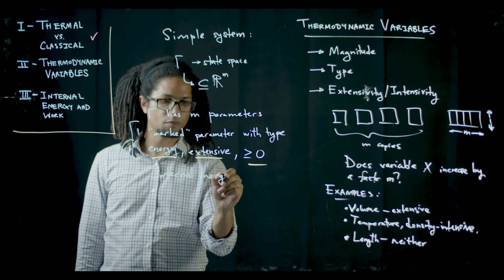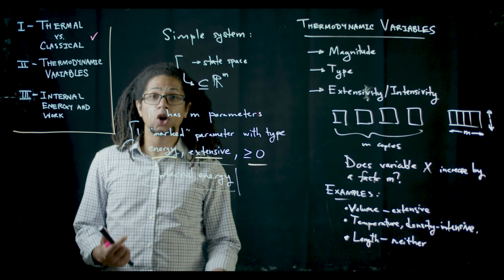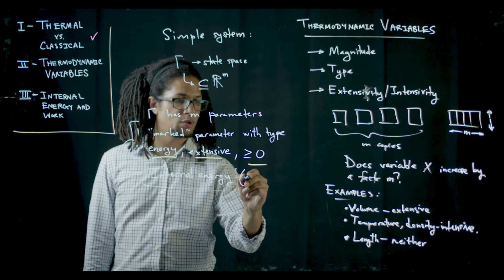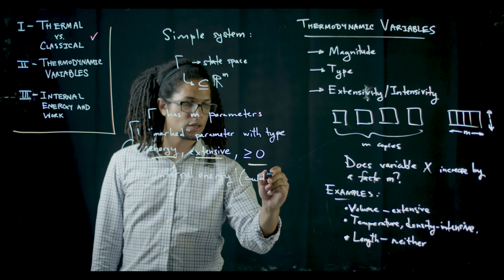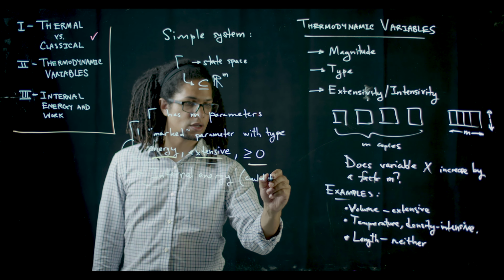Now, above I said that we always have at least one of these parameters. There could be multiple. So there could be multiple internal energies in a general system. A simple system is precisely a system whose state space has exactly one internal energy.